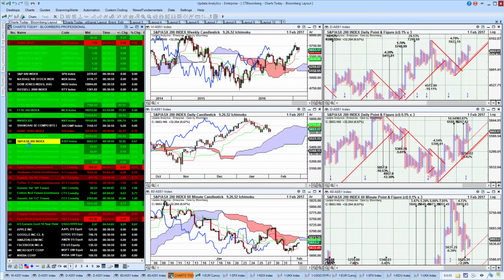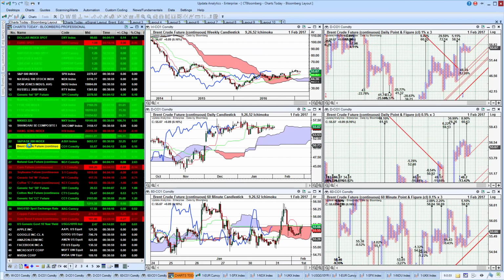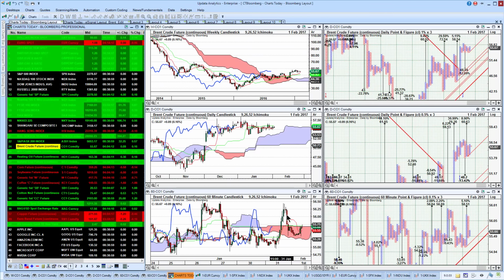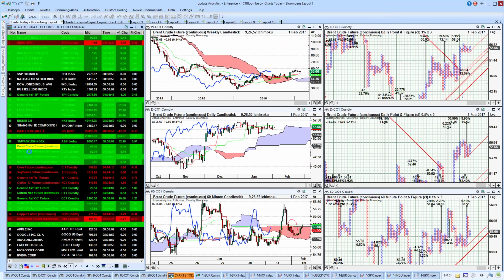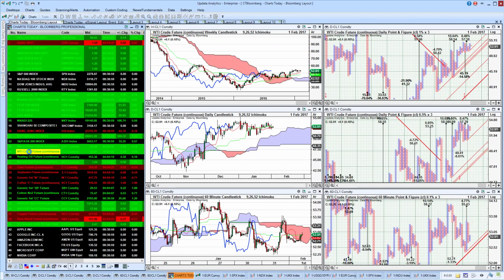Taking a look at commodities, Brent up very slightly this morning, just trying to get back into that bullish territory on the short term. Quite a few upside targets here to play for. Same for WTI, not quite bullish on this chart, but showing signs of coming through.